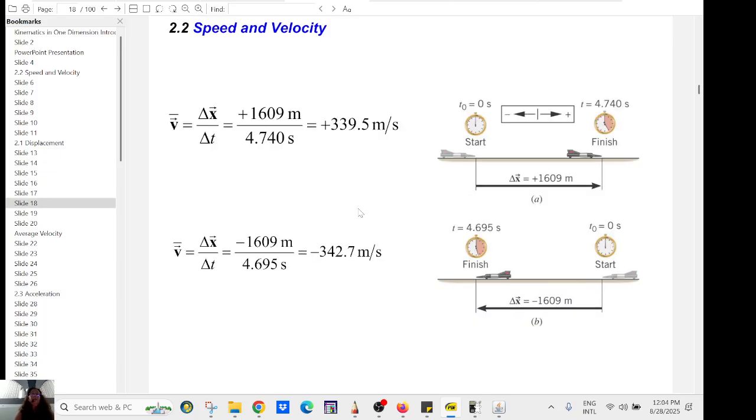Just divide, right? So remember, this means vector, this means average. So now we're going to have the pop quiz.